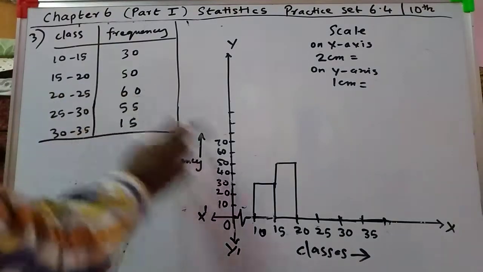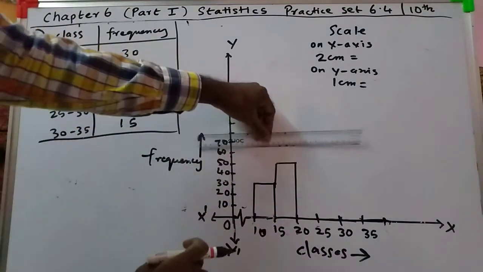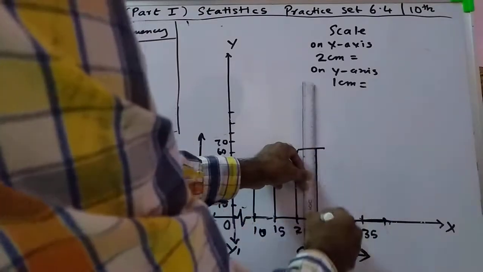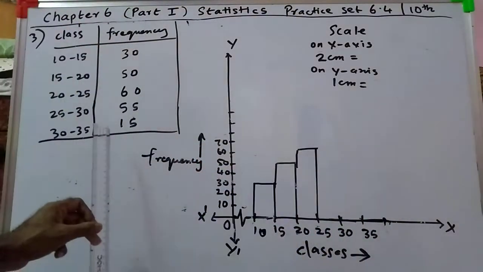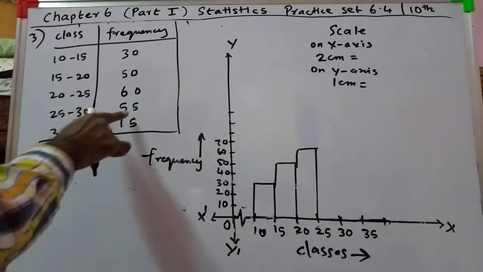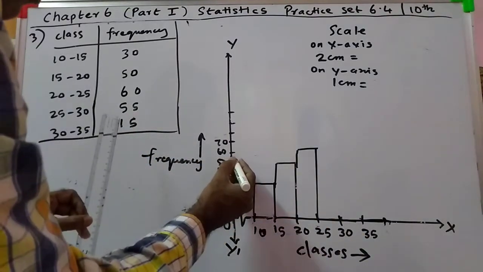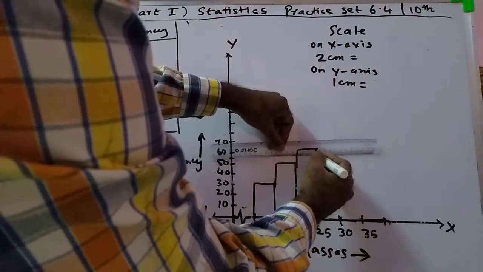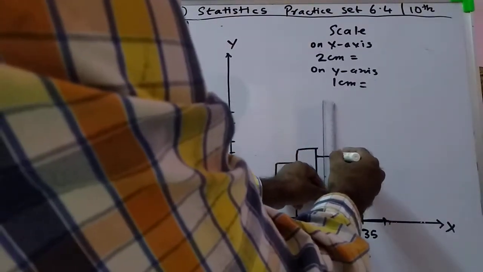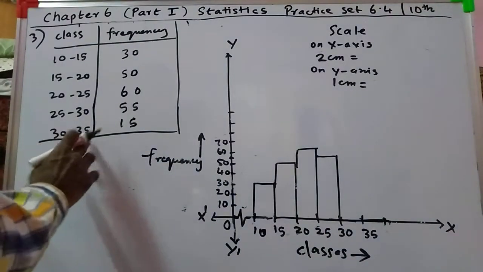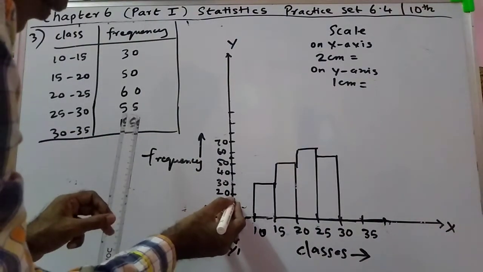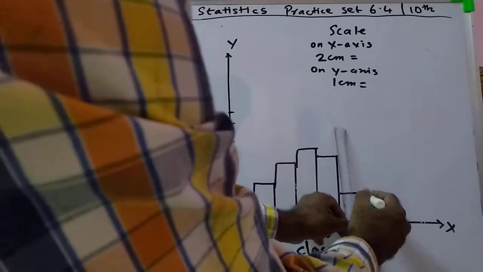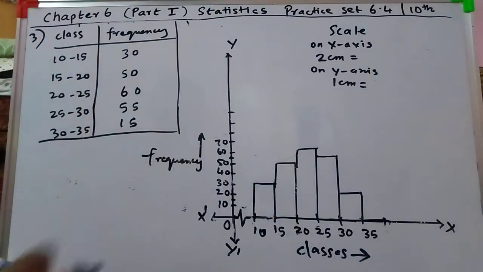Then for 20 to 25, it is 60. This range, it is 60. Then for 25 to 30, we have 55. 55 is here. Then for 30 to 35, 15. 15 is here. 10 and 20. Okay, this is all we have to do.